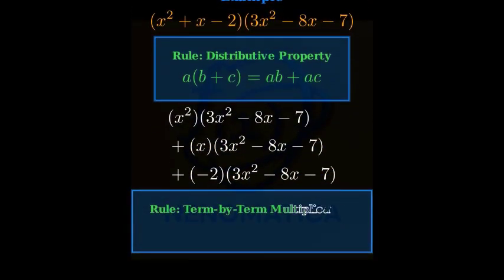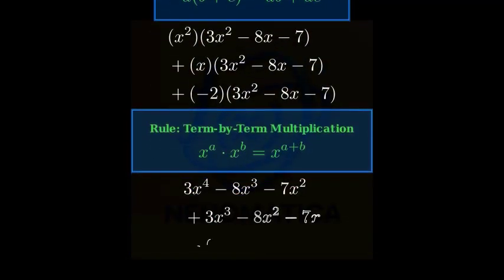For the first term, x squared times 3x squared gives us 3x to the fourth. X squared times negative 8x gives us negative 8x cubed. And x squared times negative 7 gives us negative 7x squared. We continue this process for each term of the first polynomial.